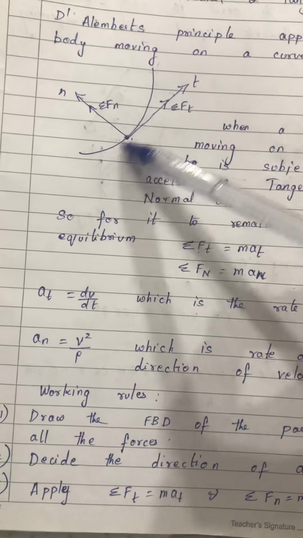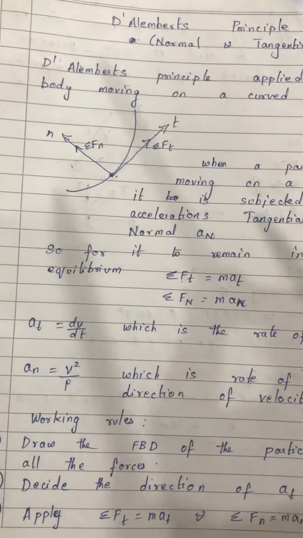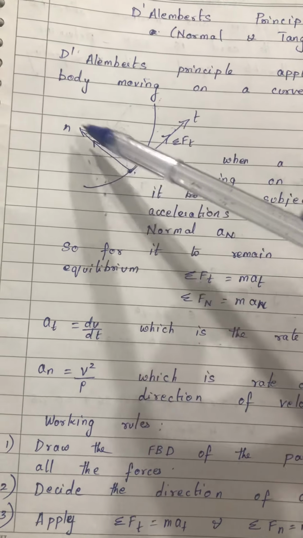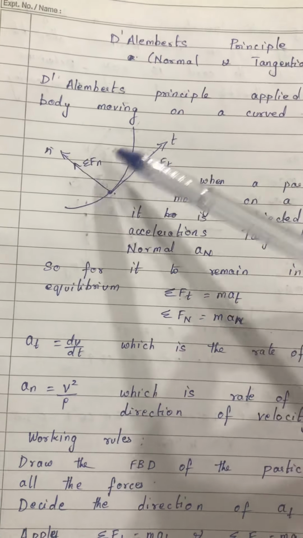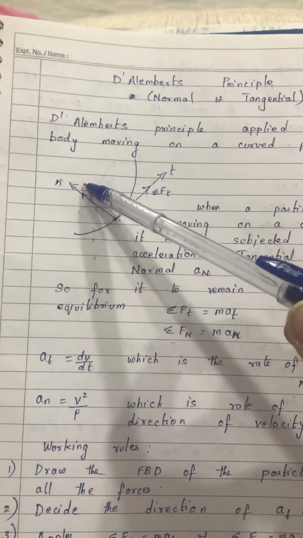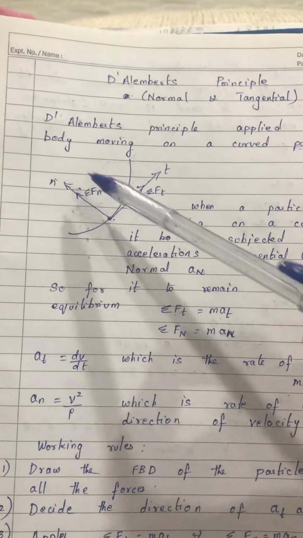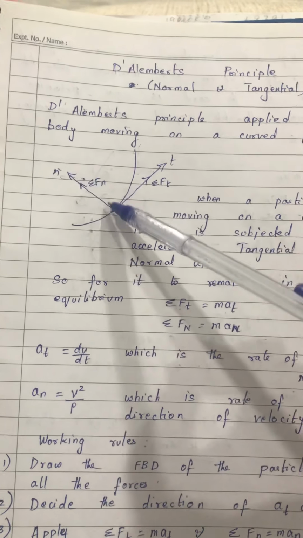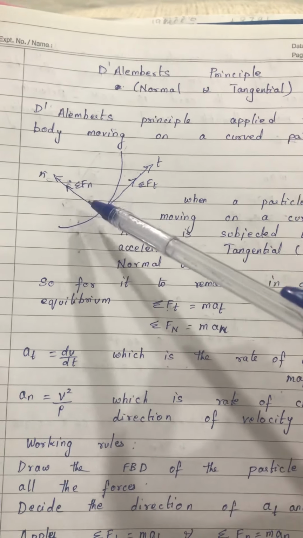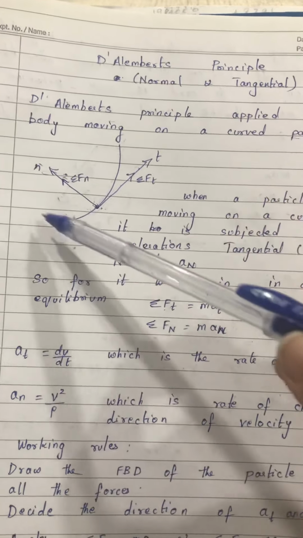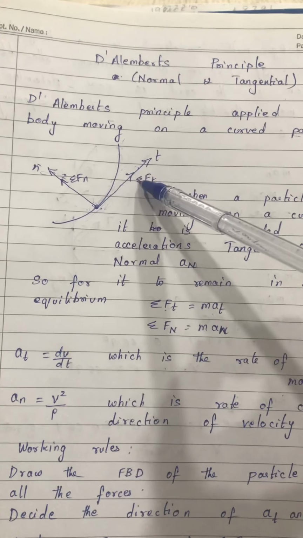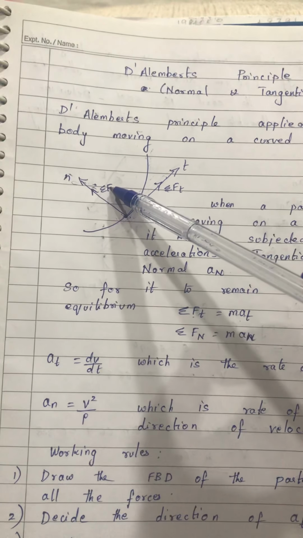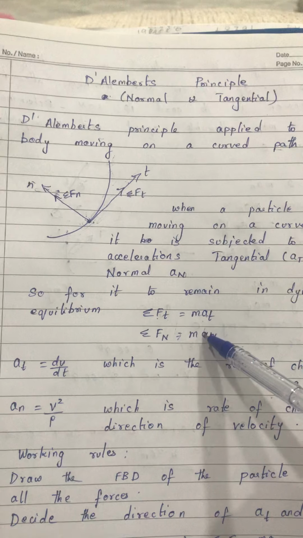So for any particle which is moving on a curved path, acceleration is in two directions. This is the tangential direction and this is the normal direction. So you have acceleration in the tangential direction, you have acceleration in the normal direction. There are some forces which are acting in the tangential direction and some forces which are acting in the normal direction. For it to remain in dynamic equilibrium while moving on the curve, the sum of forces in the tangential direction should be equal to mat. Sum of forces in the normal direction should be equal to man.